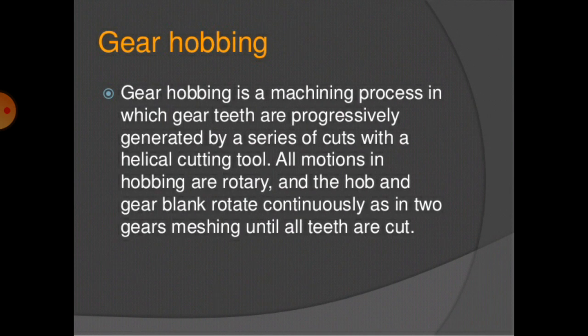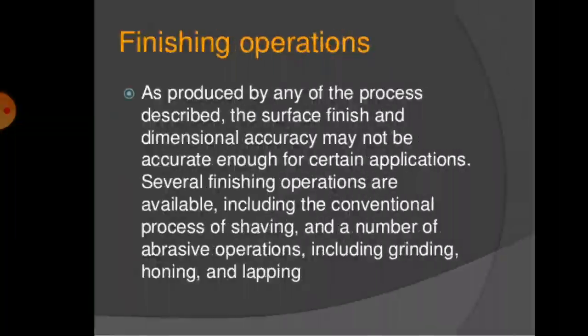Gear hobbing is a machining process in which gear teeth are progressively generated by a series of cuts with a helical cutting tool. All motions in hobbing are rotary, and the hob and gear blank rotate continuously as in two gears meshing until all teeth are cut.